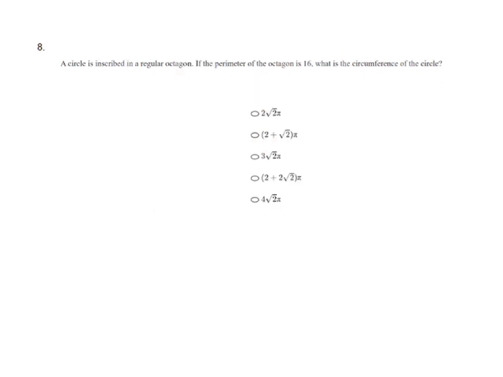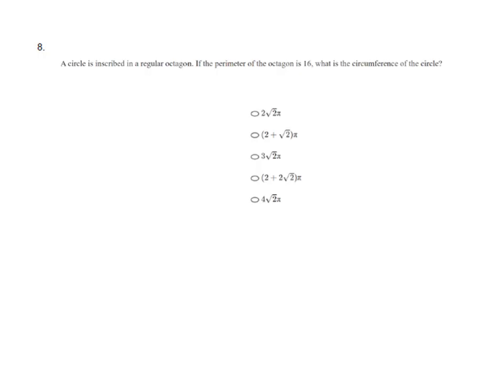Question number 8. A circle is inscribed in a regular octagon. If the perimeter of the octagon is 16, what is the circumference of the circle? Okay, now we have the perimeter. So what will be each side of that octagon? Octagon has 8 sides, so 16 divided by 8 equals 2.